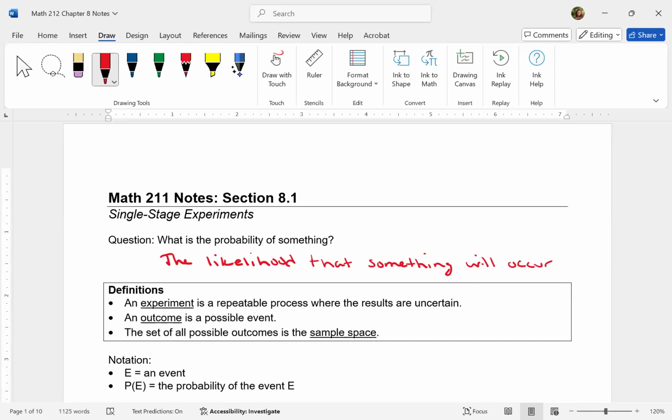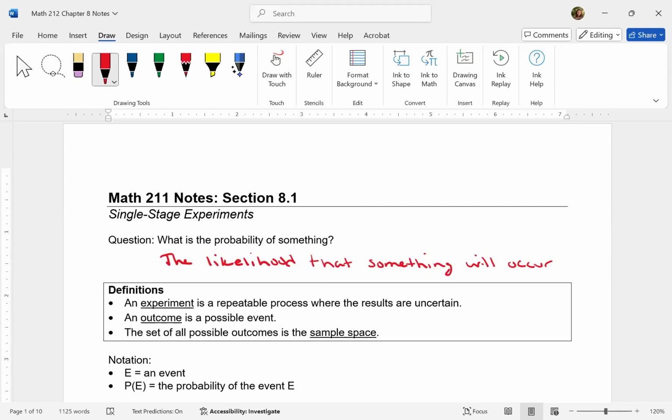I gave some definitions just because there's a lot to go through in this section, and I wanted to speed it up a little bit. An experiment is a repeatable process where results are uncertain. An outcome is the phrase we use for a possible event, though we also use the word events. We use those two interchangeably. And the set of all possible outcomes is the sample space.